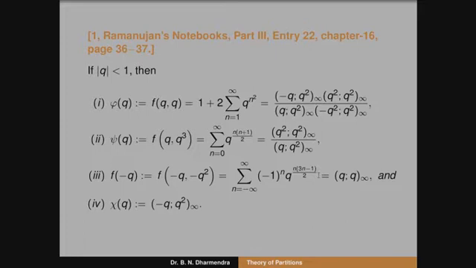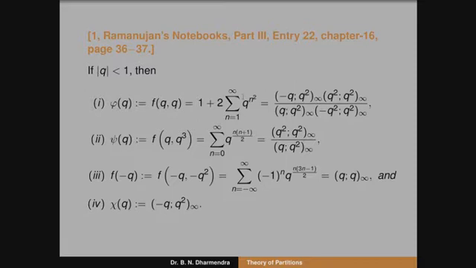So by using the chi of q equal to (minus q; q squared) infinity, all these are interlinked. In the next class we will discuss the relation between phi of q, psi of q, f of minus q and chi of q. Okay, we just have to remember the three special cases.